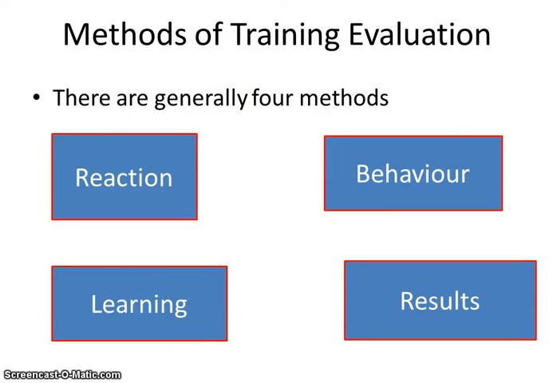So generally there are four methods of training evaluation. One is reaction, behavior, learning, results. So in the coming part of the video, we will be looking individually into the four different methods of training evaluation.